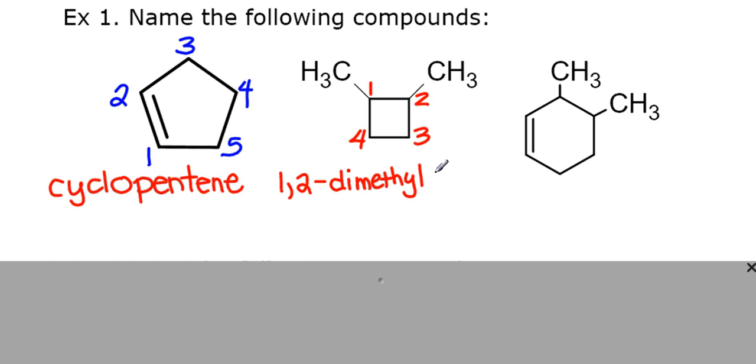Then I'm going to put in the cyclo prefix, and then my main chain. So this one is 1,2-dimethylcyclobutane.